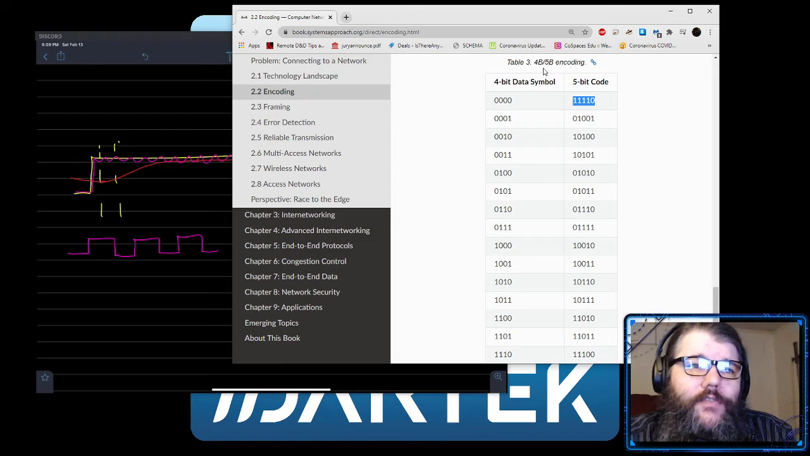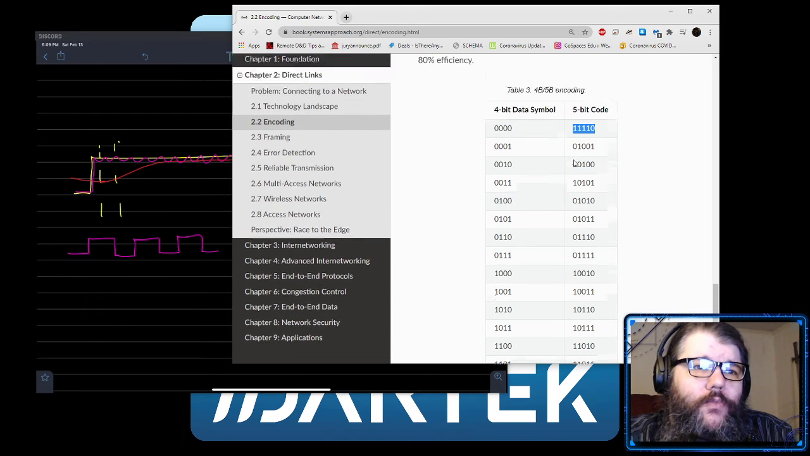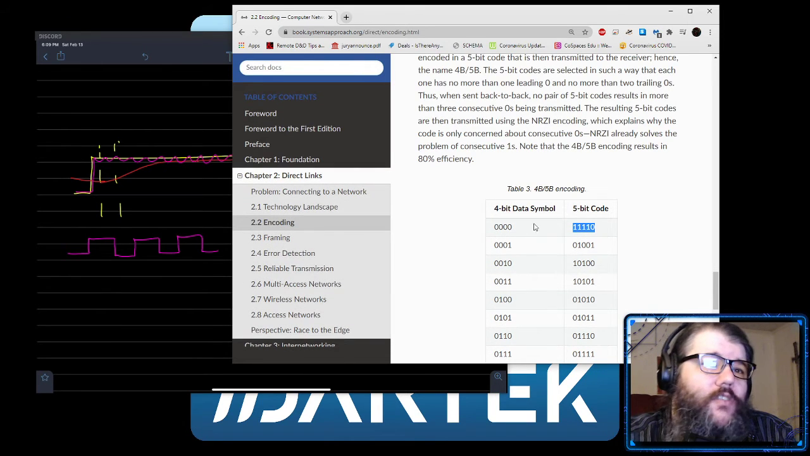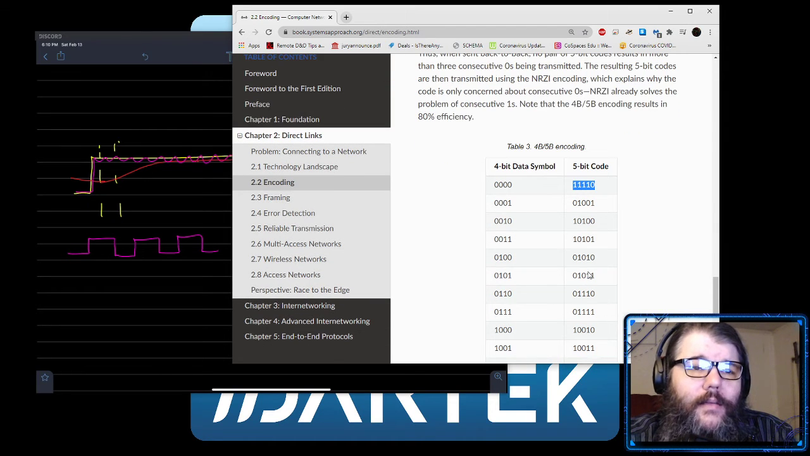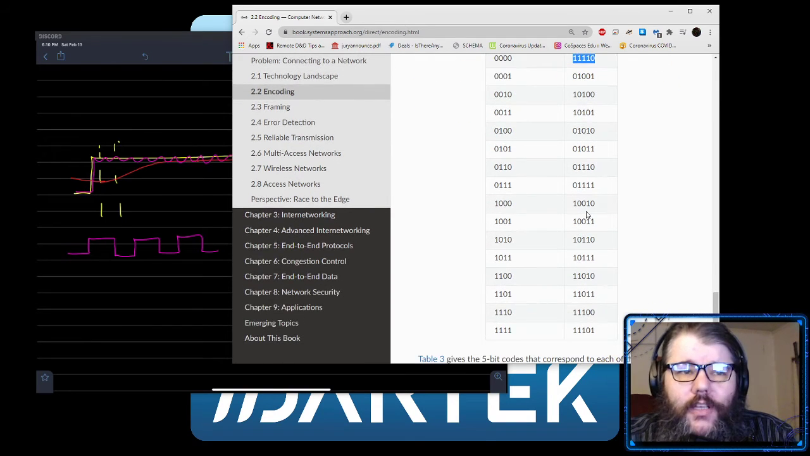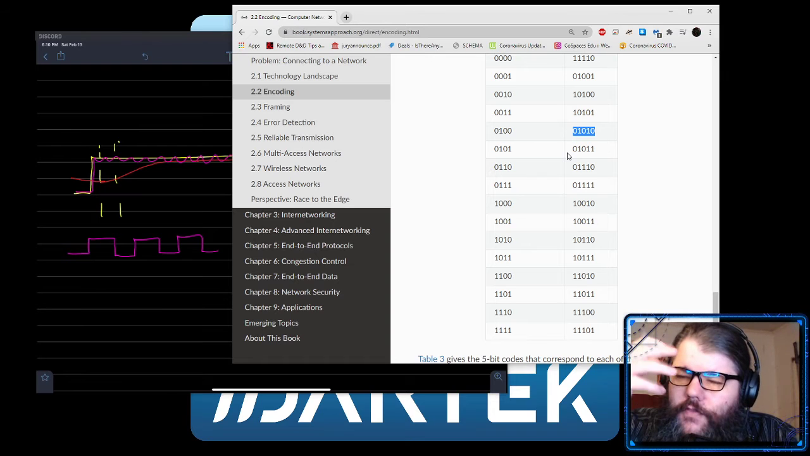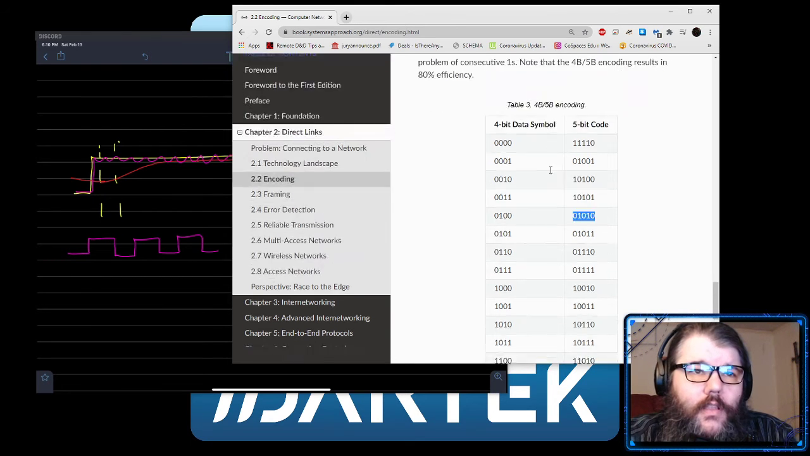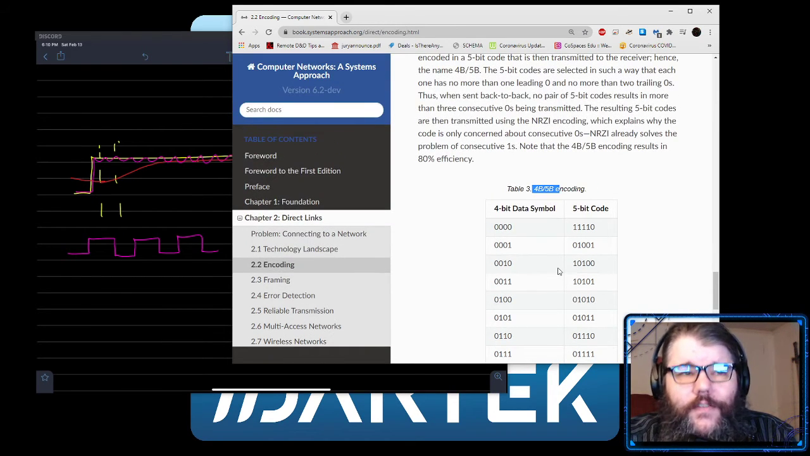And so in this 4-bit, 5-bit encoding, there are some rules where you can't start with a certain number of zeros and you can't end with a certain number of zeros. And that makes sure that you're always switching up and down at least some. And so we kind of force more ones into these 5-bit codes than we would otherwise see to force that voltage switch back and forth. And that's the 4-bit to 5-bit encoding.